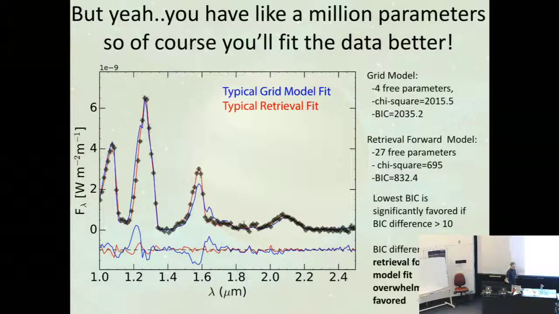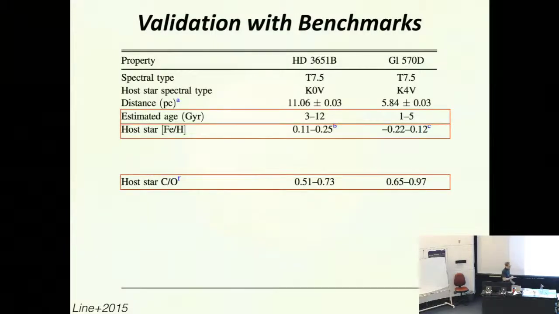So we can justify using these retrieval models without considering them to be overly complex. One thing you want to do when you're applying a new tool to some data is validate that tool. We've never sent a spaceship to a brown dwarf, that I know of, and scooped up the gas to figure out what they're made out of. So the closest thing we have to that are these benchmark systems.